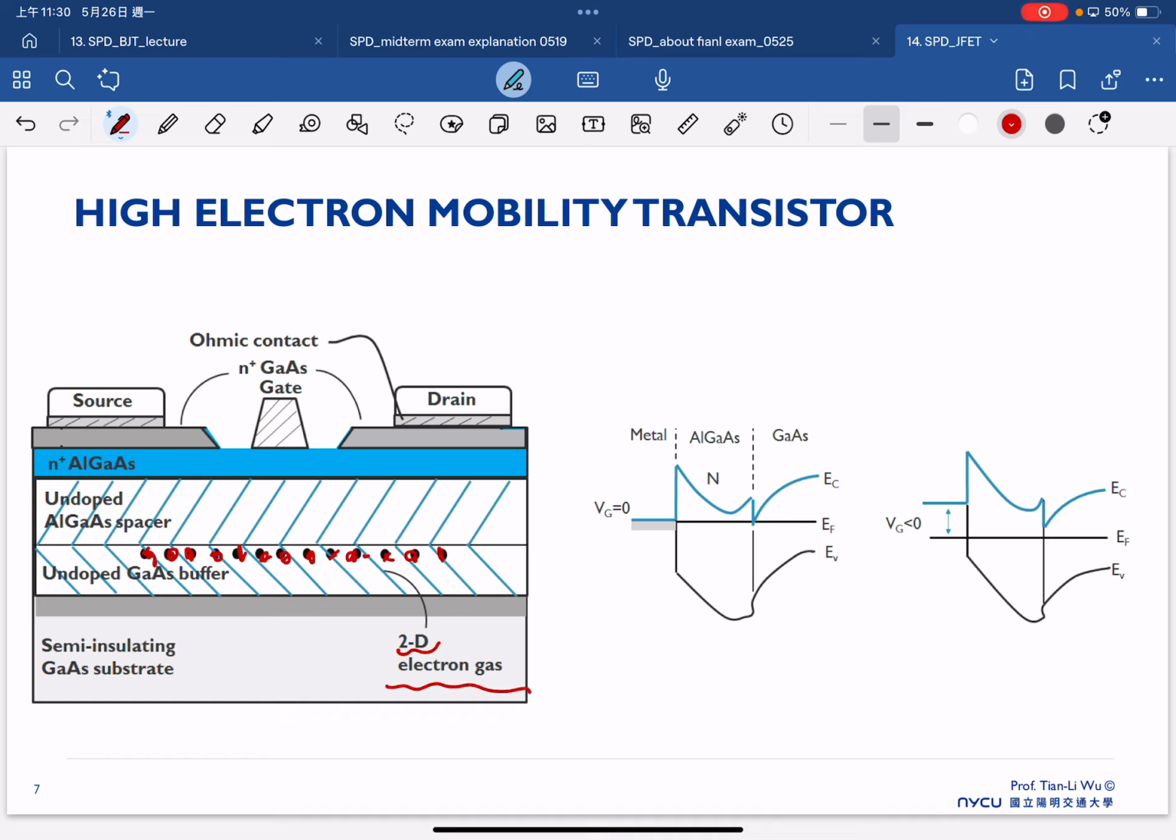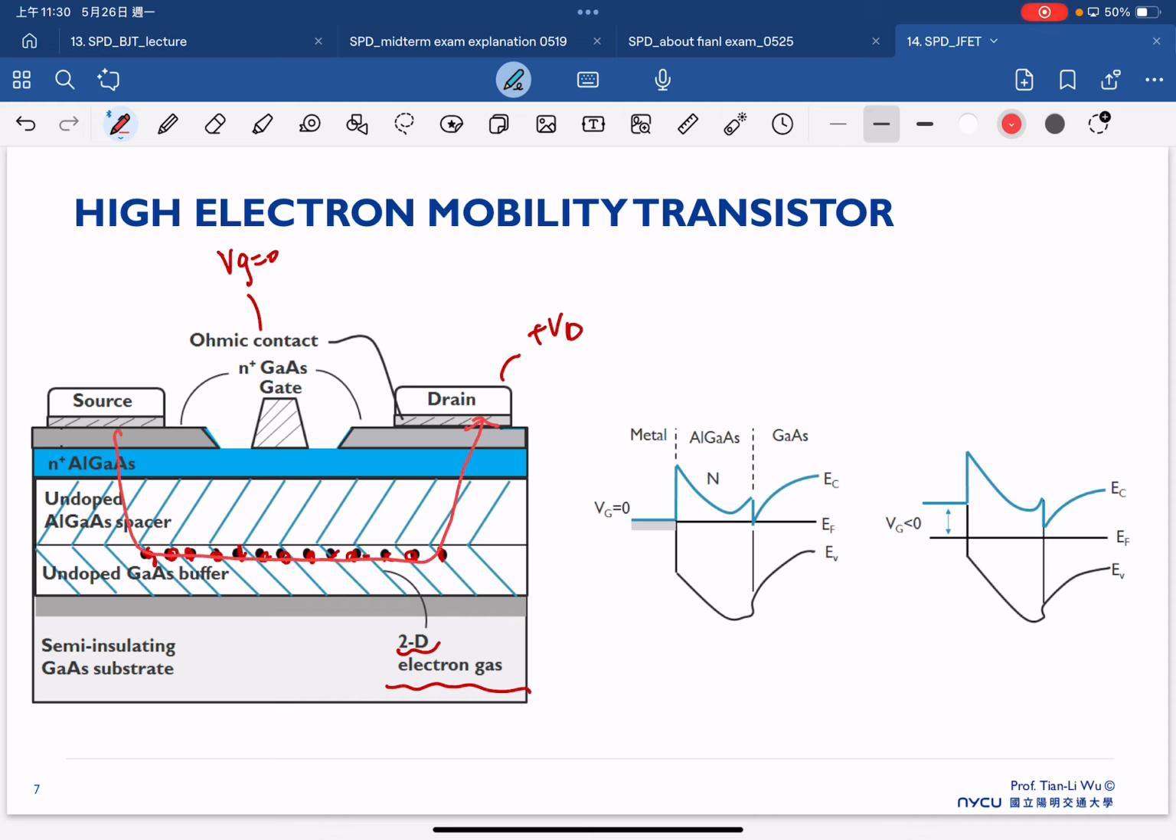That's a 2-deck here, and then the operation is very simple, because the 2-deck is already formed without any particular process. So ideally, at VG equal to 0 volt, and you give a certain positive bias, then the electrons are able to flow to here, to here.